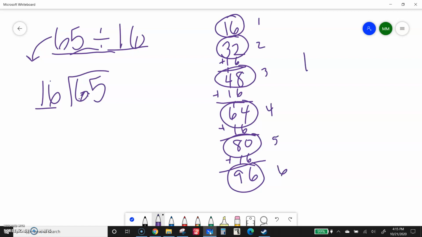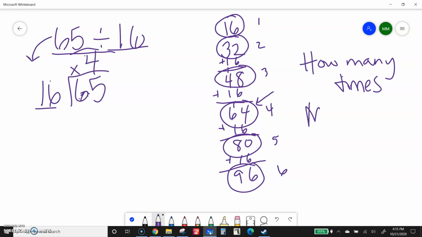So I'm going to do my same steps. How many times does 16 go into 6? Well, it does not. So how many times does 16 go into 65? Well, if I look down my chart, I can see, okay, 64 is really close, but not bigger. So then I know it goes in 4 times. Now I'm going to multiply. 4 times 16 is 64. And notice I already have that multiplication done. By writing out the multiples, I've saved time so I don't have to do that multiply step.